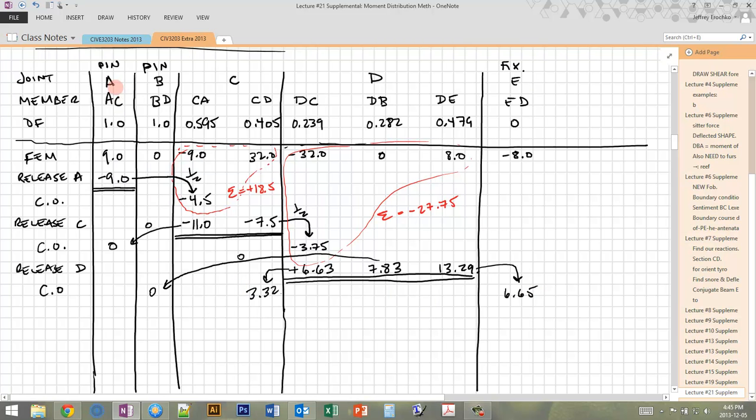Pin A is in equilibrium already. There's 0. Pin B still has 0, so there's no unbalanced moment, so no point in releasing that. So I'm going to go back to C. Release C. Because C now has a new unbalanced moment, which was caused by this carryover. This is a half carryover. This is a half carryover. Right? So we have this new unbalanced moment. Now we don't include all of these ones above, because those together equal 0. We're only going to include this new one here. So this is 3.32. In order to balance it, I have to add negative 3.32, and I'm going to distribute it according to the distribution factor. So this is going to be negative 1.98 and negative 1.34.